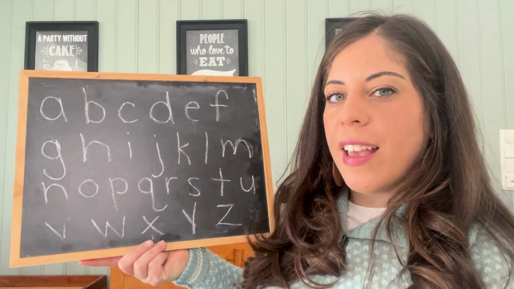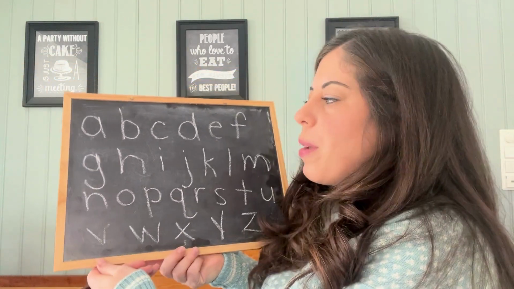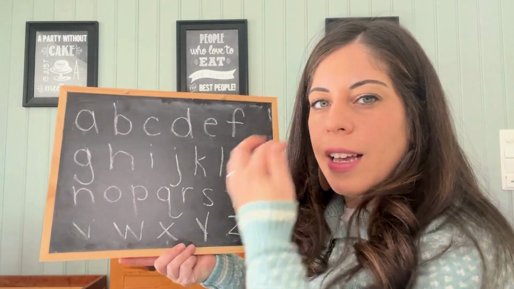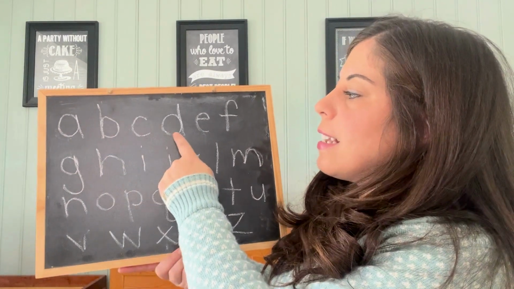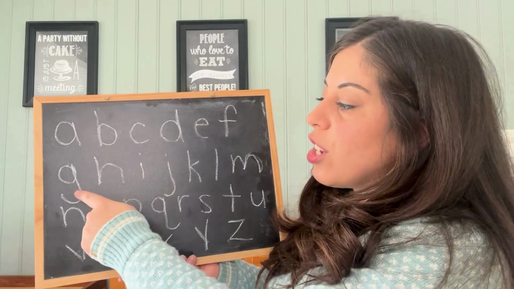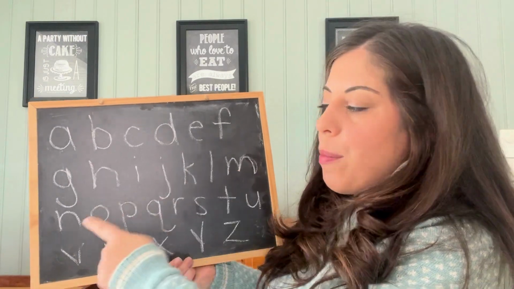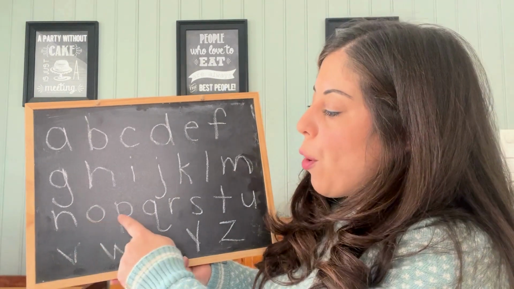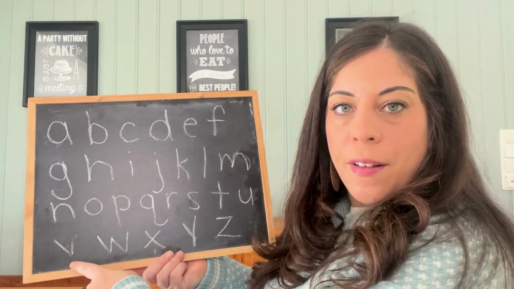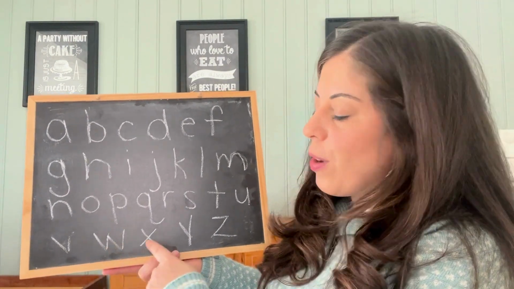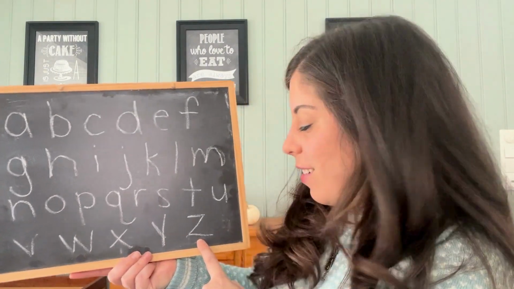This time we're going to do it again, and I'm going to whisper. So I'll help you a little bit, but I want you to see if you can say it out loud all by yourself. A, B, C, D, E, F, G, H, I, J, K, L, M, N, O, P, Q, R, S, T, U, V, W, X, Y, Z. Did you do it loud?